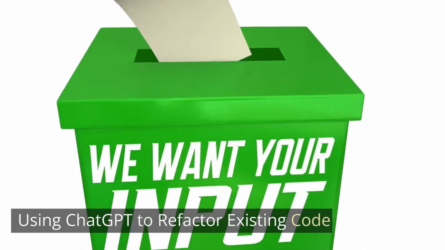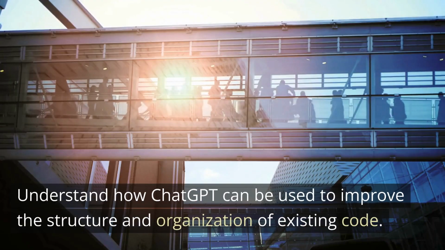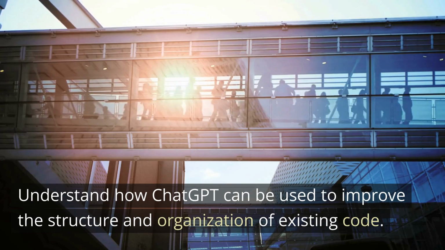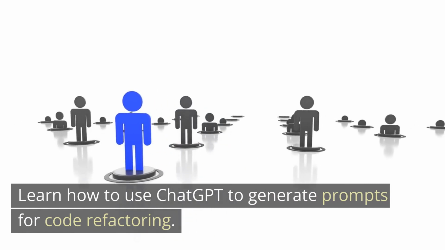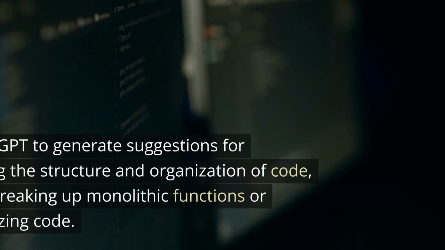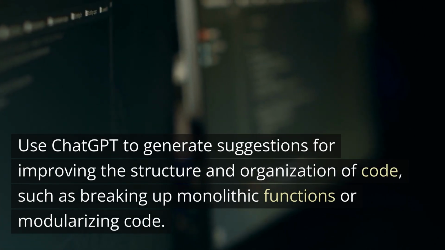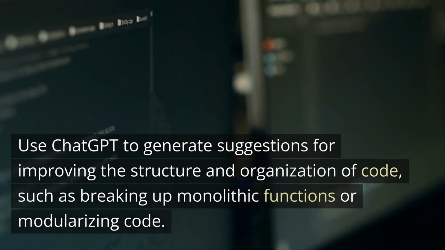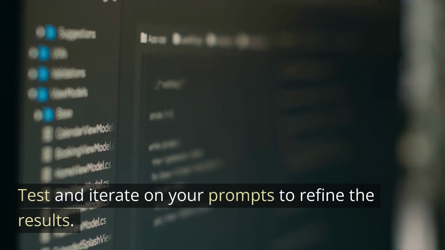Using ChatGPT to refactor existing code. Understand how ChatGPT can be used to improve the structure and organization of existing code. Learn how to use ChatGPT to generate prompts for code refactoring. Use ChatGPT to generate suggestions for improving the structure and organization of code, such as breaking up monolithic functions or modularizing code. Test and iterate on your prompts to refine the results.